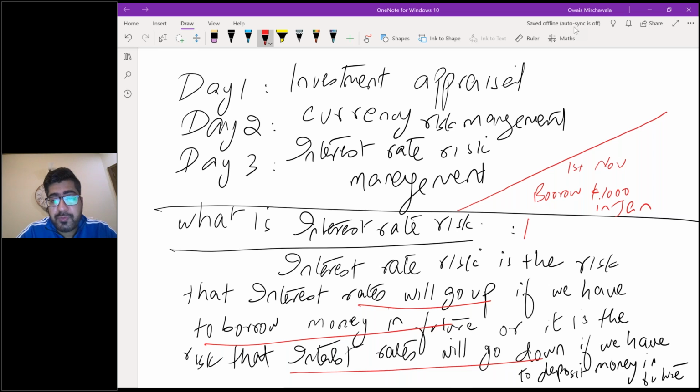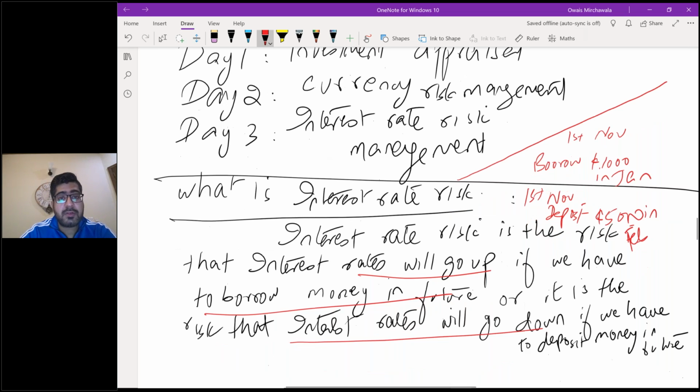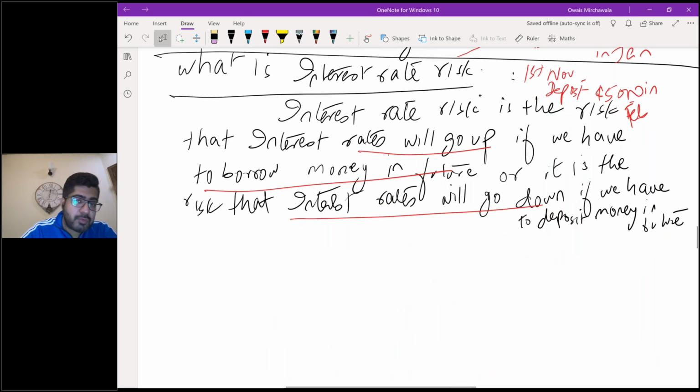Similarly, let's suppose today is 1st November, and you plan to deposit $5,000 in February. There's always a risk or fear in mind that interest rates may fall, that deposit rates may fall. That is what interest rate risk is. So interest rate risk is the risk that interest rates go up if you have to borrow, or interest rates go down if you have to deposit.